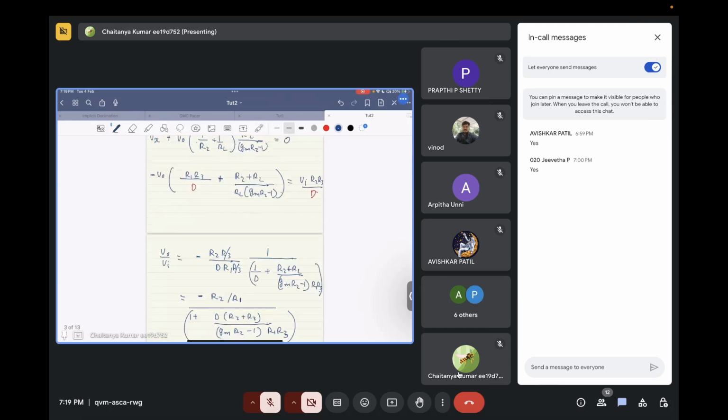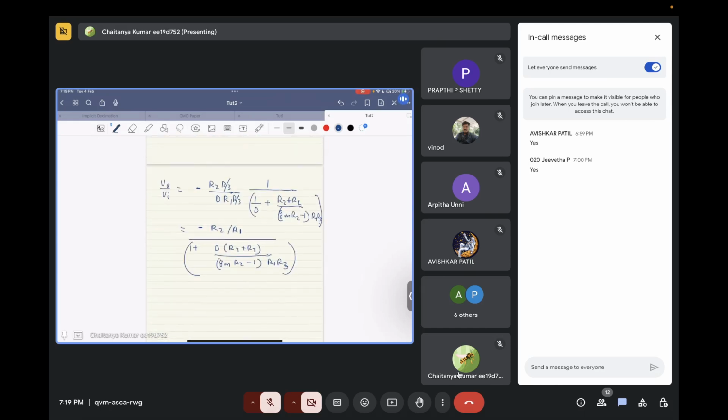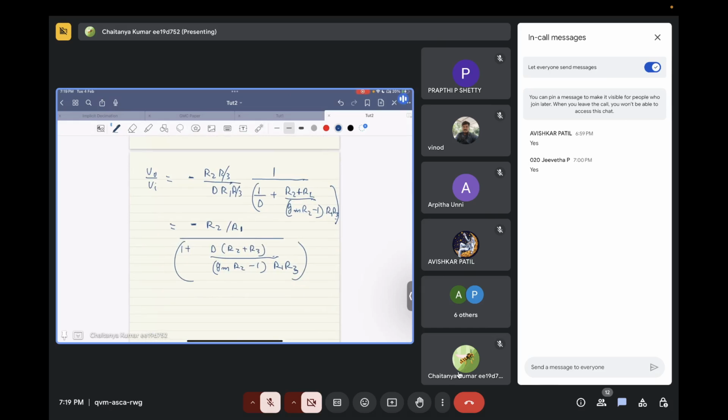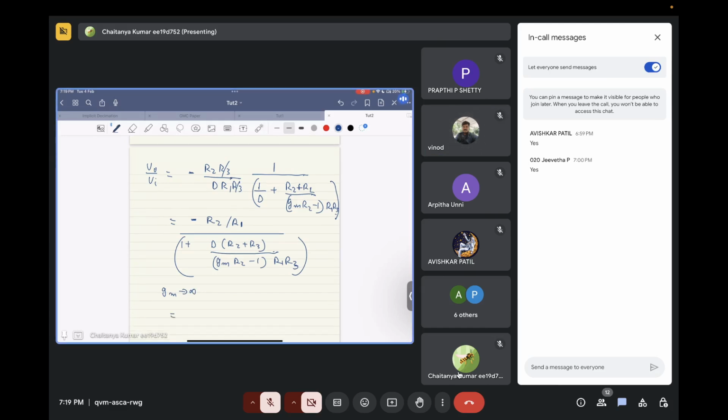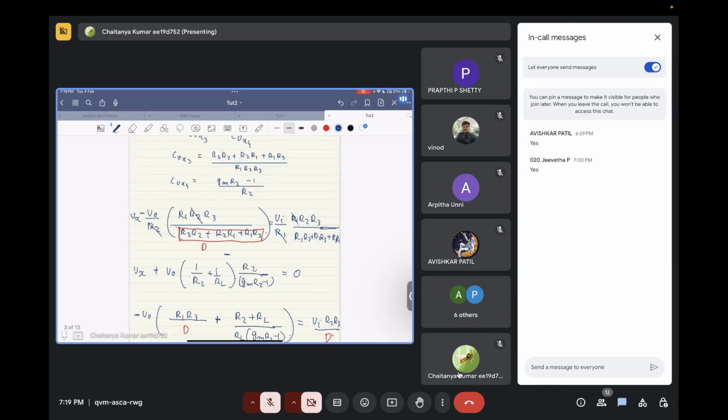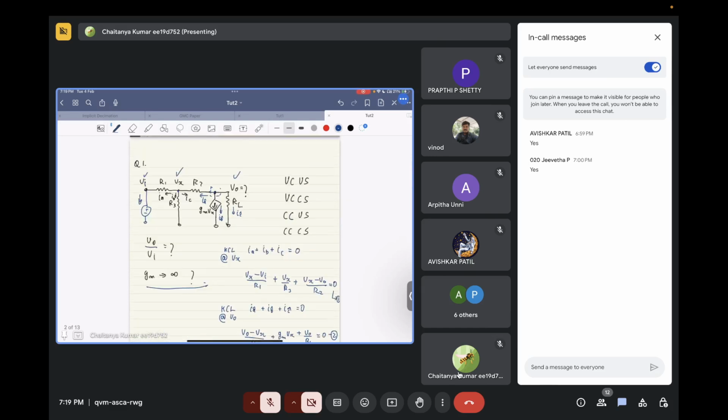So looking at this equation, can you tell me, what happens if GM tends to infinity? What is the value of V naught by Vi? Minus R2 divided by R1, correct? So do you think it just came by fluke, as in why did it come? Minus R2 by R1. Let's redraw the circuit again.